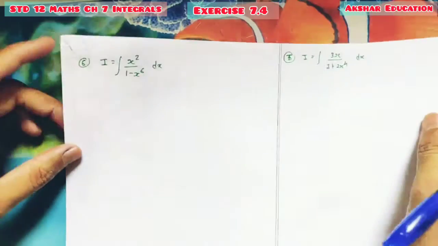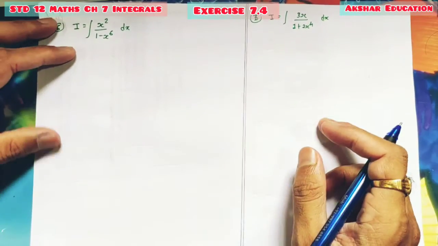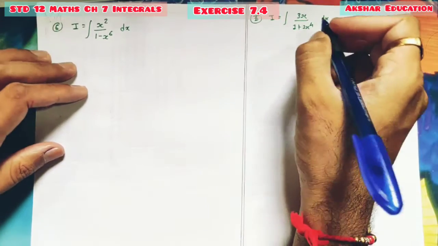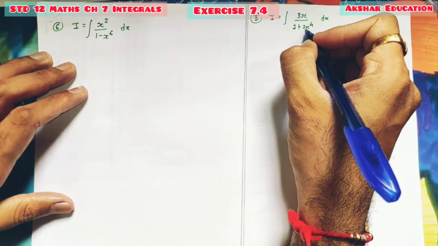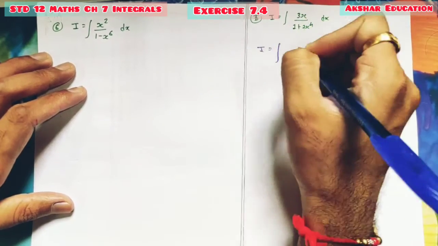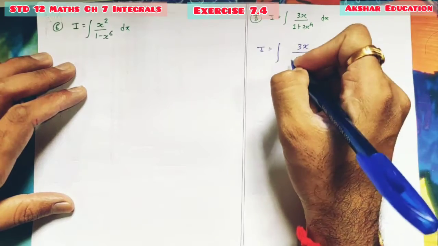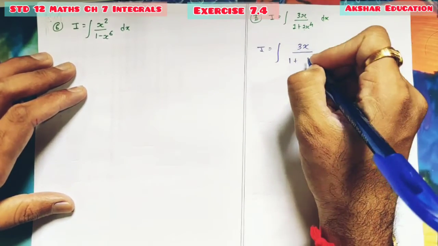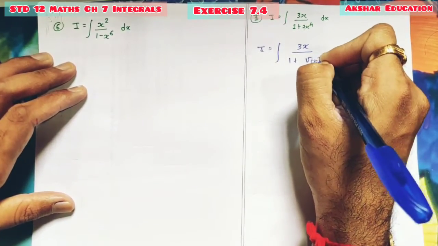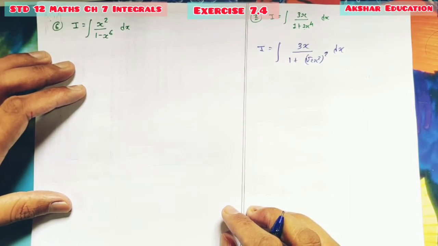Question number 5, and this is 5 and this is 6, so first 5. So here integration I equal to 2x, and we can write this as integration I equal to 3x upon 1 plus 2x raised to 4, which we write as root 2x square whole square dx, root 2x square dx.